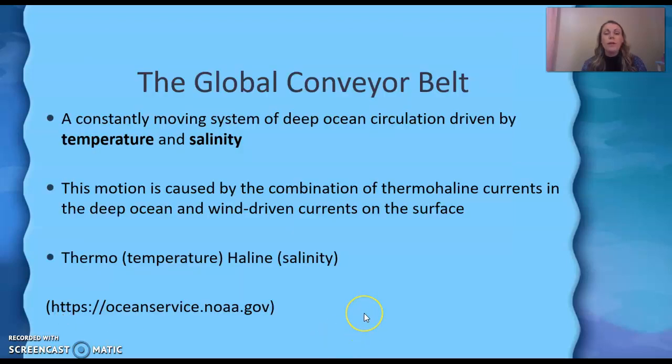So the global conveyor belt is a constantly moving system of deep ocean circulation driven by temperature and salinity. This motion is caused by the combination of thermohaline currents in the deep ocean and wind-driven currents on the surface. Thermohaline, we've not discussed that one. If we break this down, thermo is temperature, and you can use this in a thermometer. As you know, in schools right now, they're taking temperature with a thermometer. So thermo means temperature, and haline means salinity.